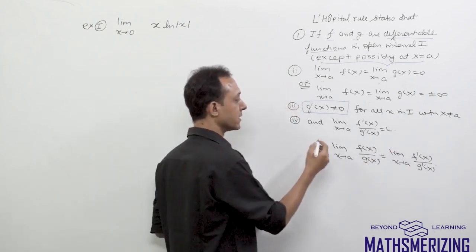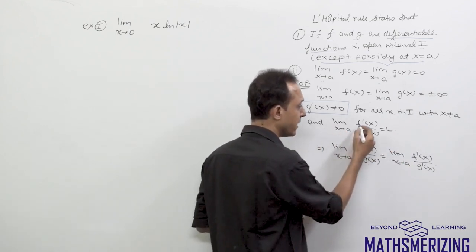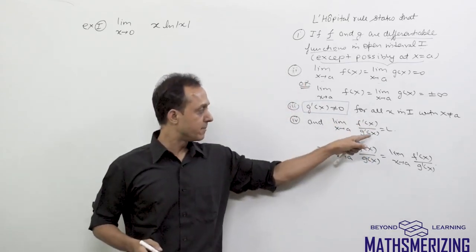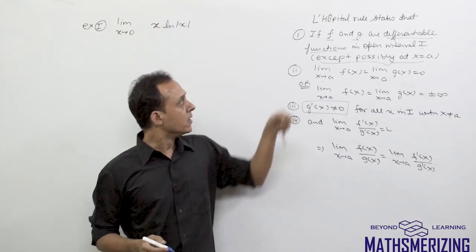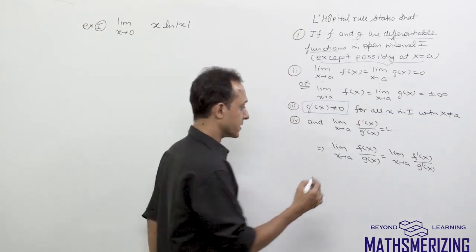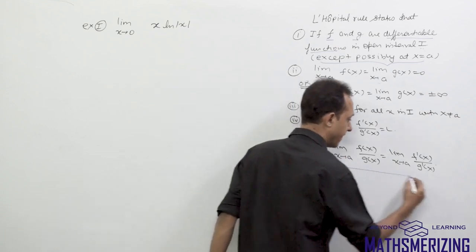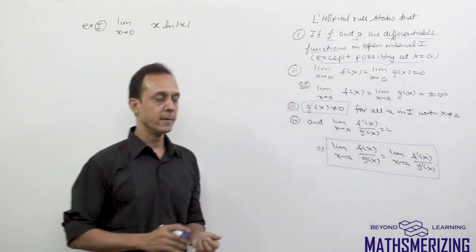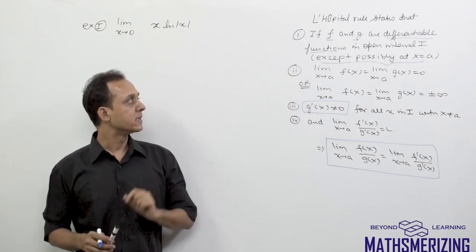And the fourth condition is that the limit as x tends to a of f'(x) upon g'(x) must exist. Suppose this limit is equal to L. So if all the four conditions are met, then we can say the limit as x tends to a of f(x) upon g(x) is equal to the limit as x tends to a of f'(x) upon g'(x).